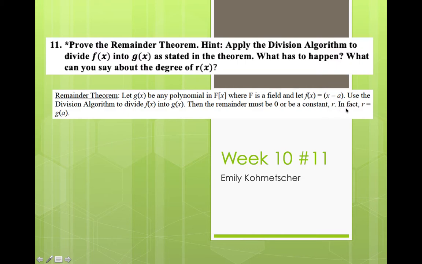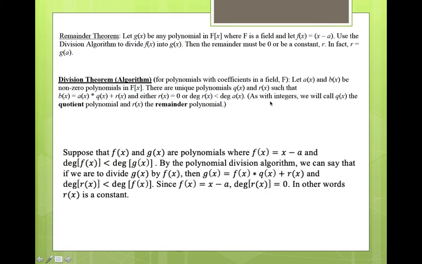And in addition to that, not only is it 0 or a constant, but if you were to plug this value of a into that original polynomial g of x, which was what you were dividing into, it would match that remainder. So plugging that a into g of x, it would match what the remainder is. So we're going to look at both of those things and prove why that has to be true. Starting with the first part, that the remainder must be 0 or be a constant, we're going to talk about the division algorithm a little bit.